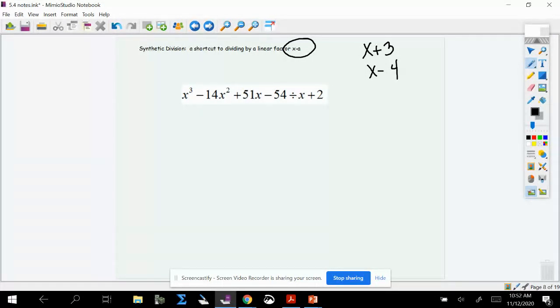It's going to take me a second to explain it, but once you start to get used to it, I think most students love the shortcut because once you get comfortable with it, it will go very, very quickly. So here's how it's set up.